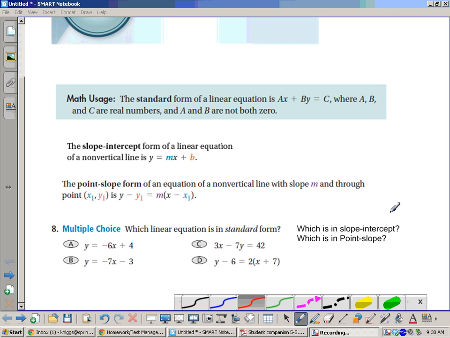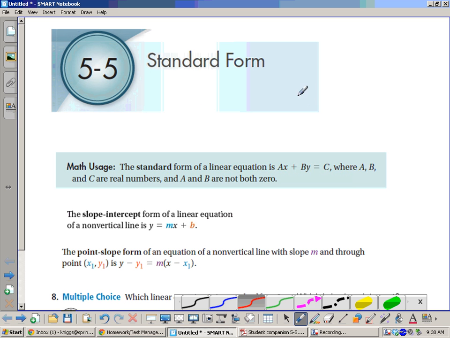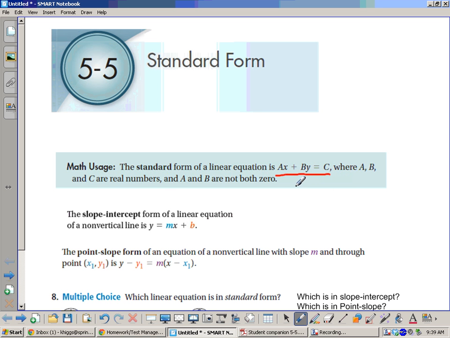Good afternoon, algebra class. Today we are going to be working on section 5.5, standard form for an equation. So the standard form for an equation is going to be in the form of ax plus by equals c, where a, b, and c, these numbers in front of x and y, and then the number over here by itself, are going to be real numbers. So they can be any number that you can think of. We just do not want them to be zero.